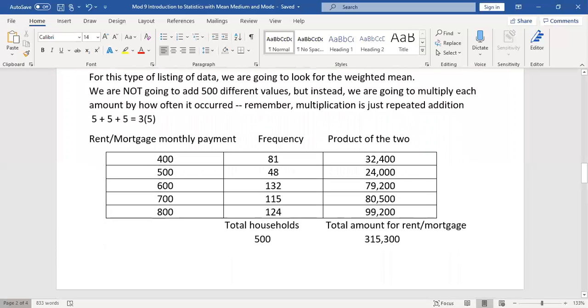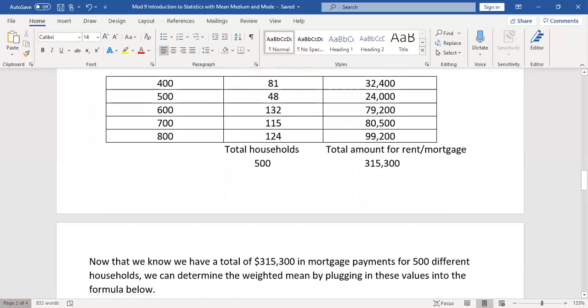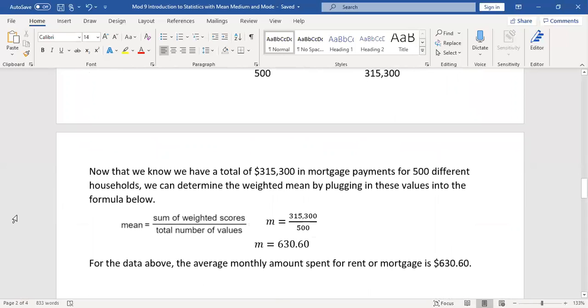Now that I have my values, I can plug those values into my formula. The sum of the weighted scores is on top, and the number of actual households is on the bottom. And then we're going to round that value to the nearest cent, which gives us $630.60. And then I want to state my answer clearly. For the data above, the average monthly amount spent for rent or mortgage is $630.60.